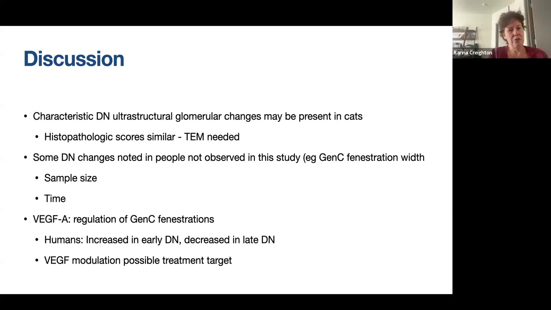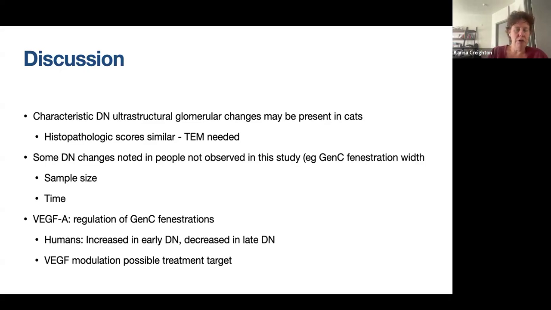Some of the diabetic nephropathy changes that have been noted in people were not observed in this study. So, for example, the endothelial fenestration width is often decreased in people. Possibly it was due to the small sample size. But the other factor, which they touch on a little bit, is the time.